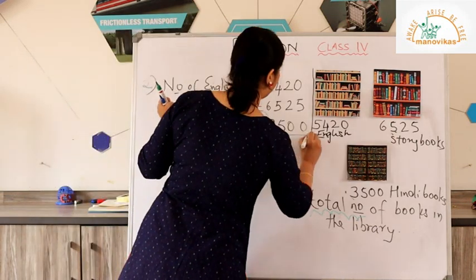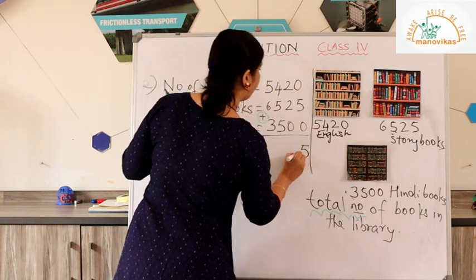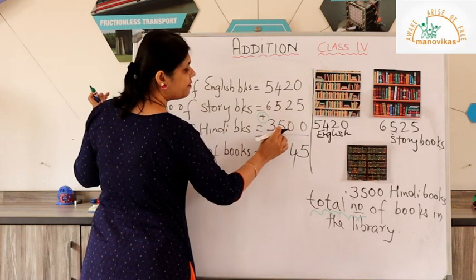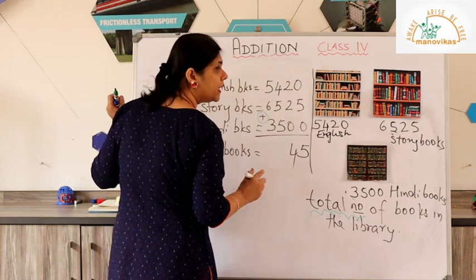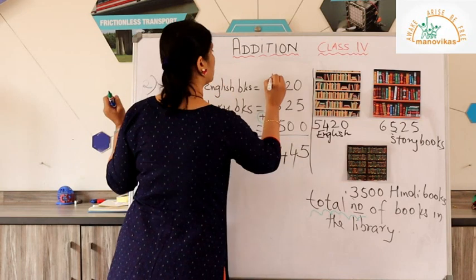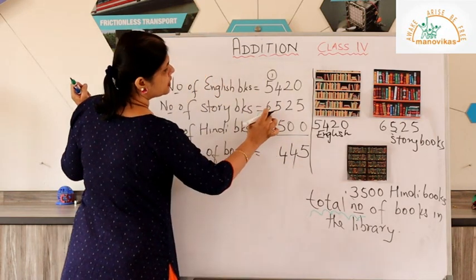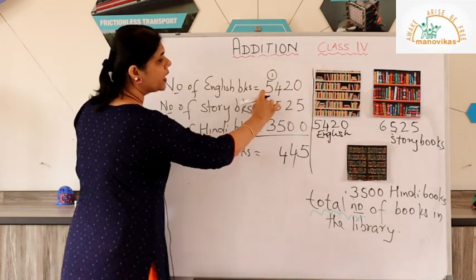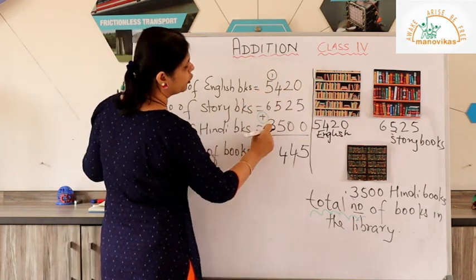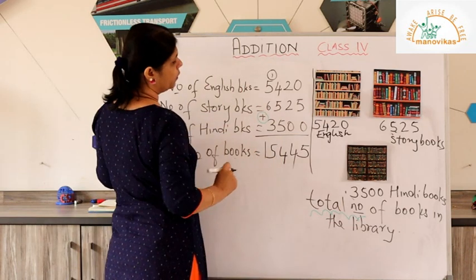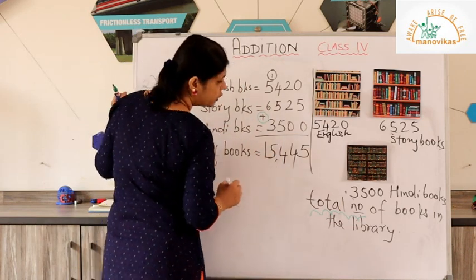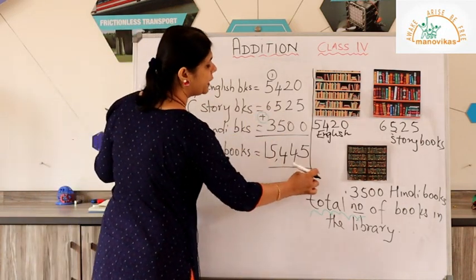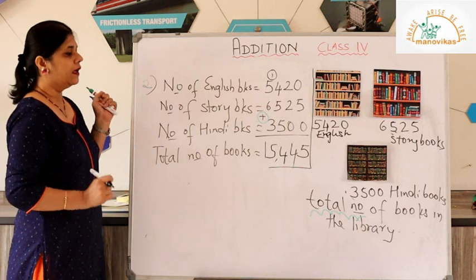Now add up quickly. 5 plus 0 is 5. 2 plus 2 is 4. 5 plus 5, 10. Plus 4, how much? 14. So 1 goes up here. So 6 plus 1, 7. Plus 5 is how much? 12, 13, 14, 15. Okay. So, how many total books are there in the library? 15,445.